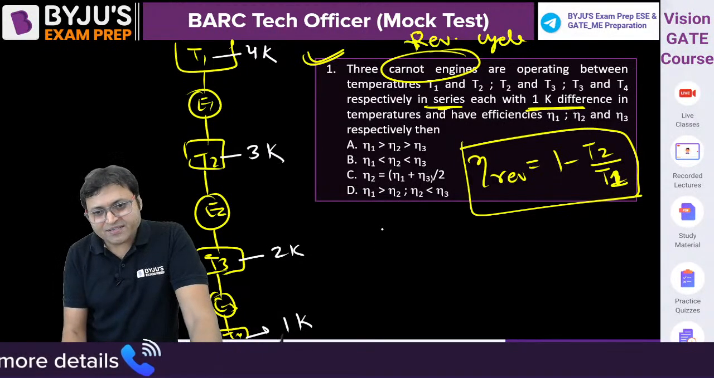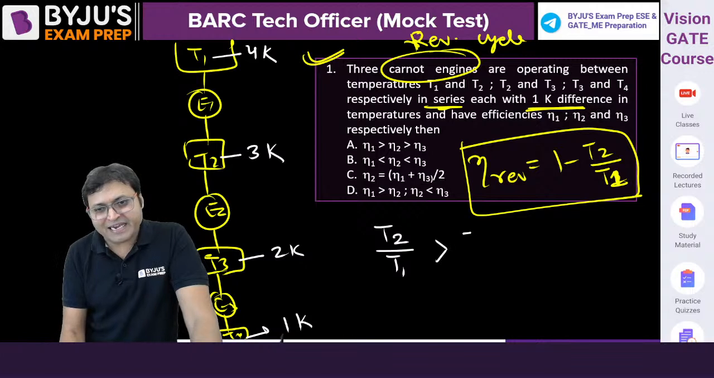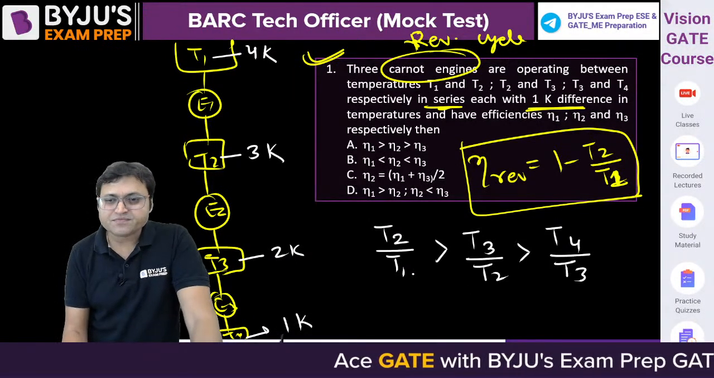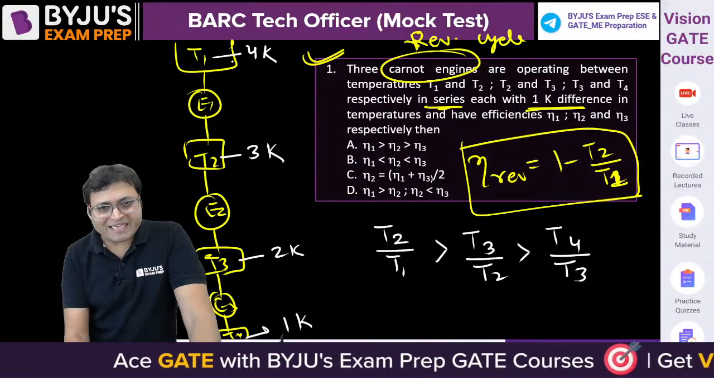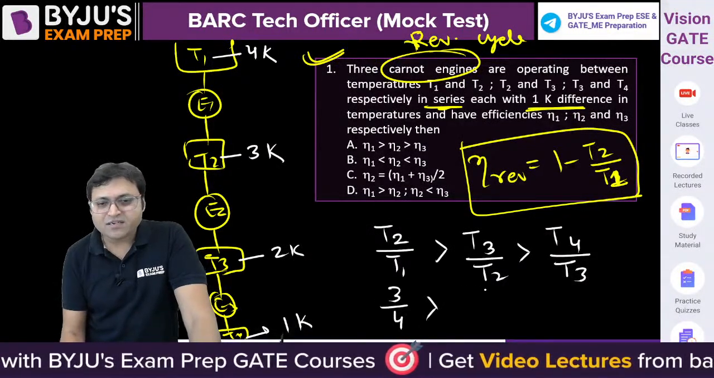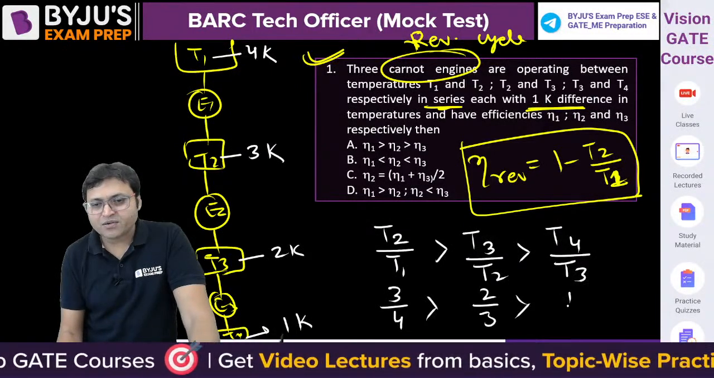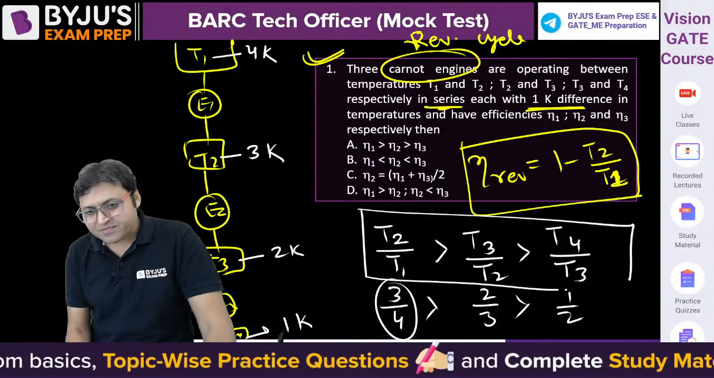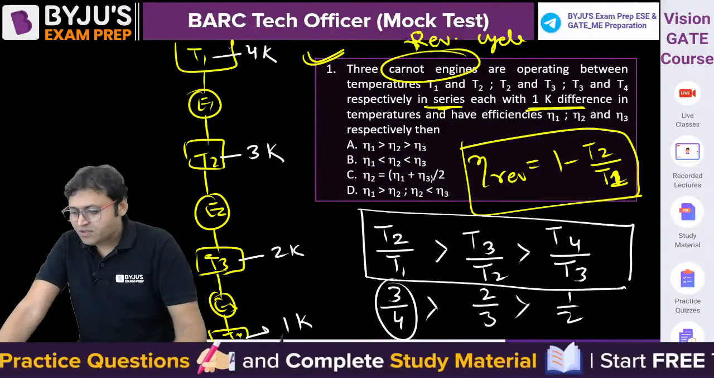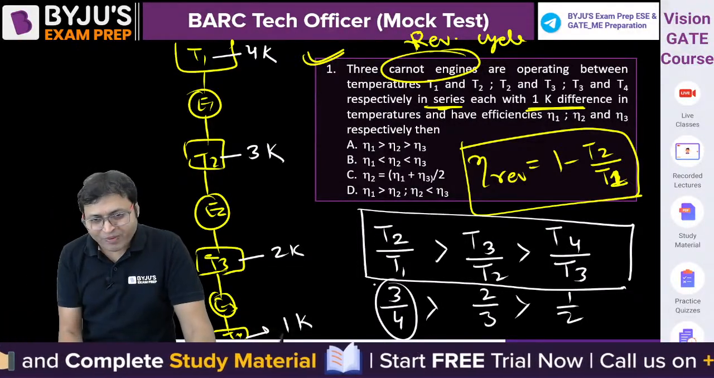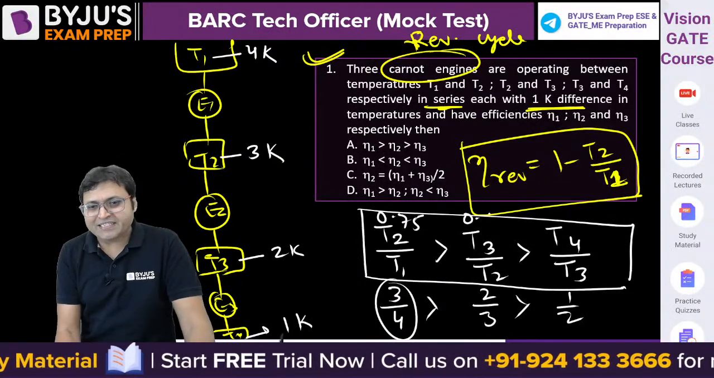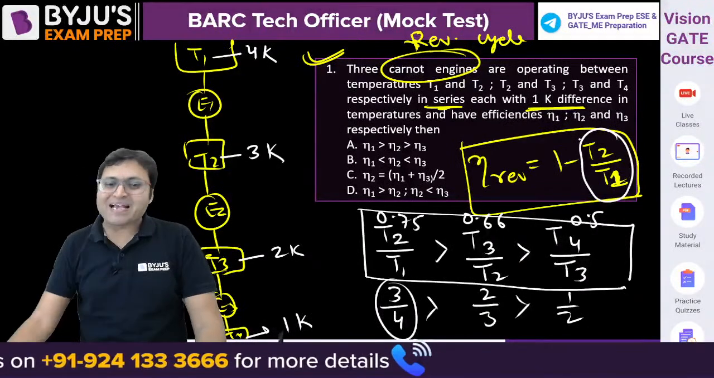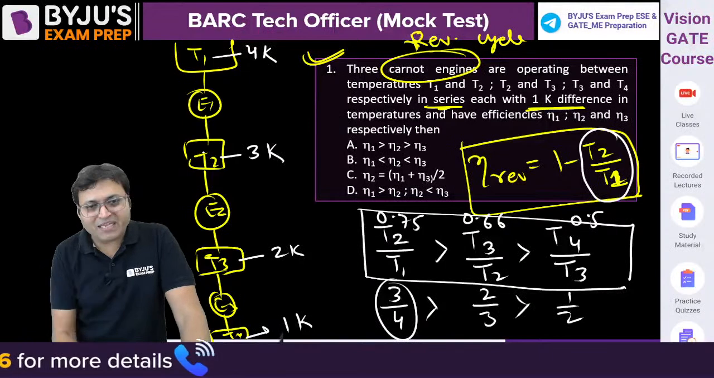So do you agree that T2 by T1 is greater than T3 by T2 is greater than T4 by T3, isn't it? T2 by T1 is 3 by 4, which is greater than 2 by 3, which is greater than 1 by 2. 3 by 4 is 0.75. Do you understand this or not? T2 by T1 is 0.75, then it is 0.66, then it is 0.5. T4 by T3 is 0.5. So because T2 by T1 is maximum, the efficiency of the first engine will be minimum, isn't it?